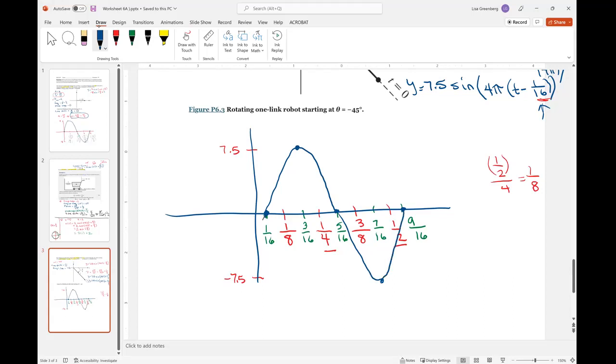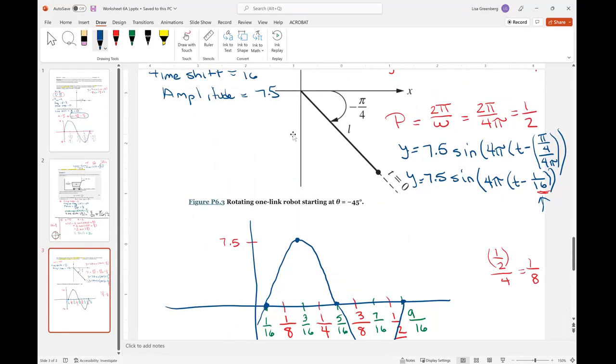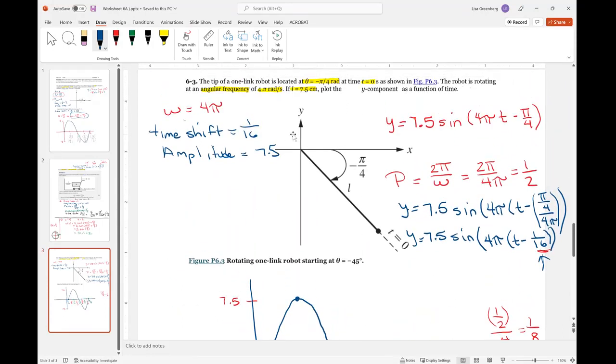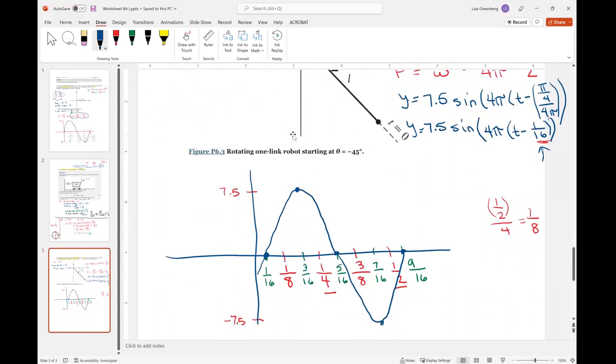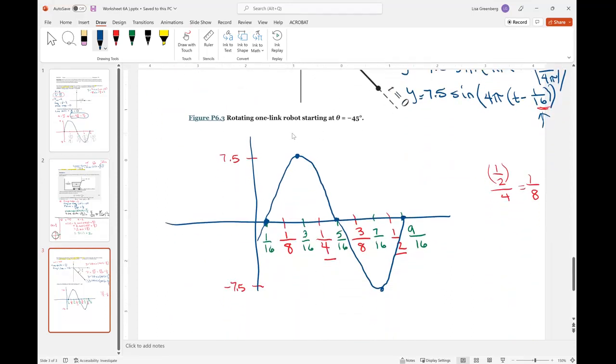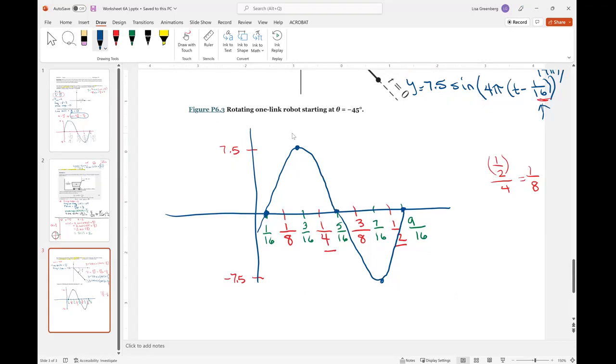And then this would actually do that. And that is, I believe, everything I need for this problem. Yep. So I found everything. I graphed 1 cycle. We could graph more, but it's fine.